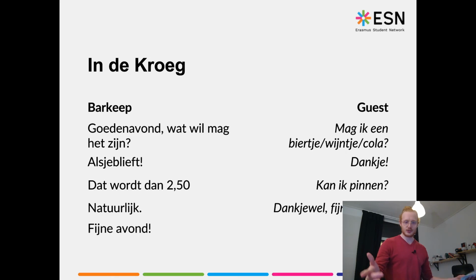Then they will say how much you have to pay, and that usually starts with "dat wordt dan" and then the number. They usually say the number as X euro and then X, not the cents, they don't say cents. So say "dat wordt dan €2,50" or "dat wordt dan 2,50". So that will be 2.50 or that will be €2.50.